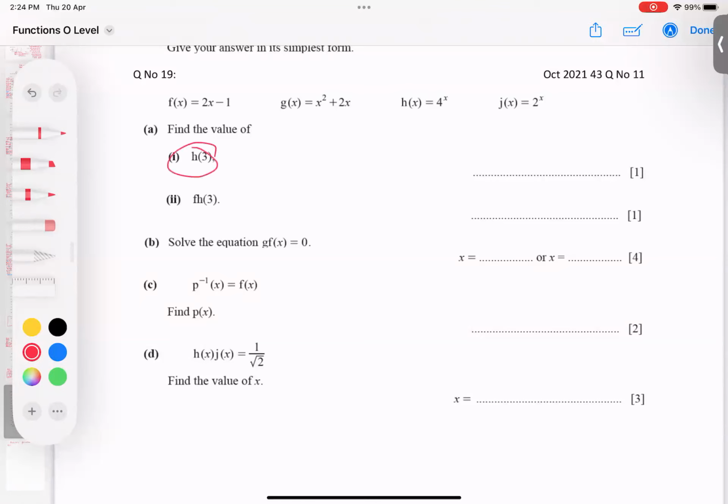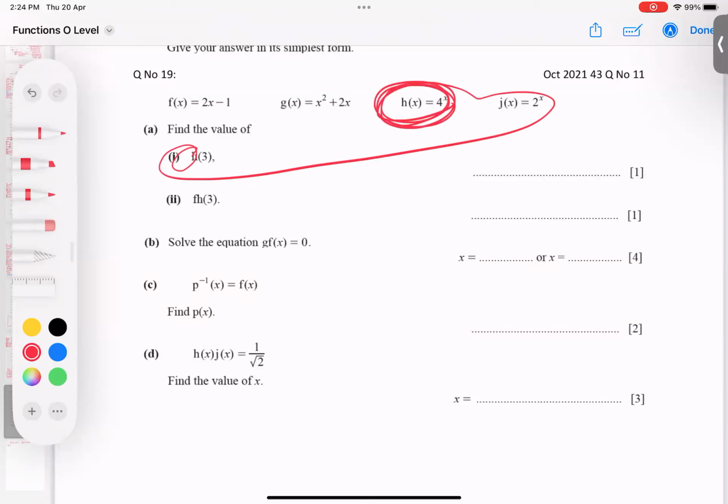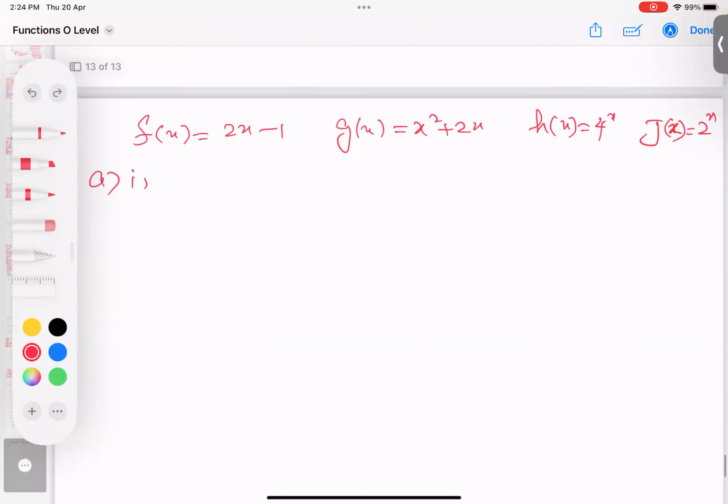First value, he's asking h of 3. So as he said h of 3, I will copy first of all the function of h. So h of x is equal to 4 to the power x. First of all, make a habit, copy the function as it is.